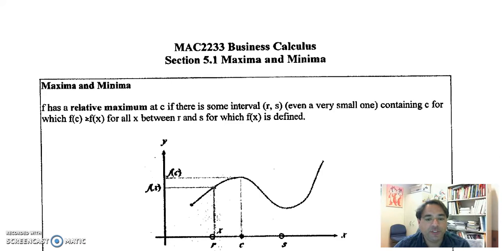Hello, here's the video for Chapter 5 for MAC2233, Calculus for Business and Social Sciences. We're going to be talking about finding the maxima and minima.